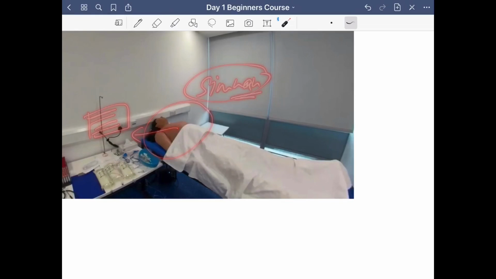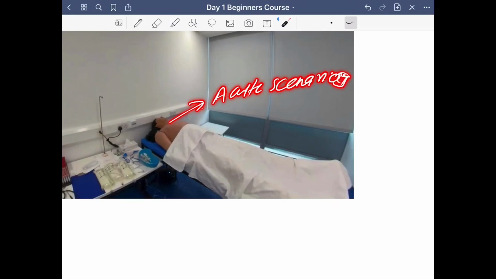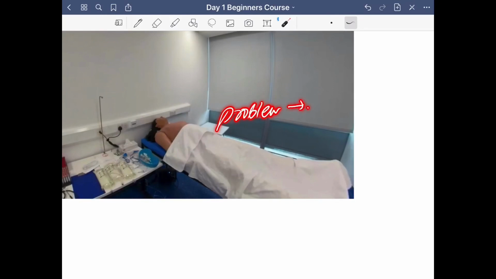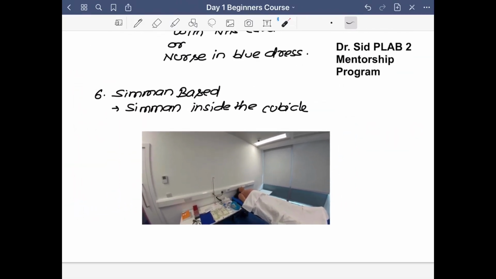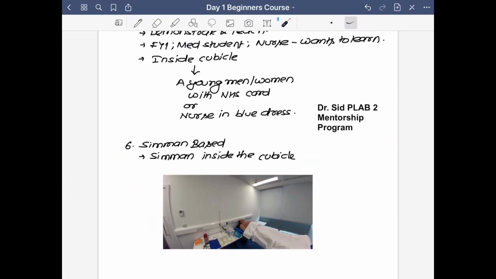Therefore, whenever a SimMan appears in PLAB 2, these are basically the acute scenarios where you cannot use a real role player. And your job is to solve the problem that always comes in front of you. Problem, solve, move forward. If you leave that problem to be solved afterwards, the patient might die on the table as well. So that is about the SimMan based station. We'll discuss more about its approach in the later part of our course.